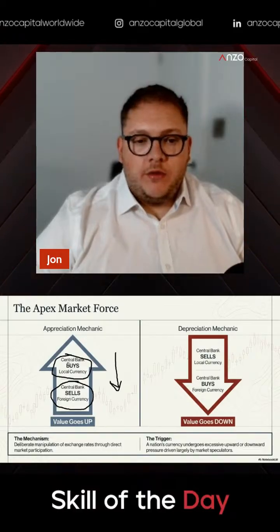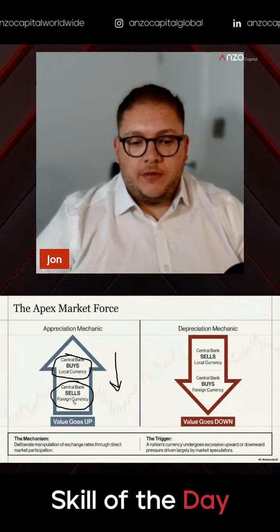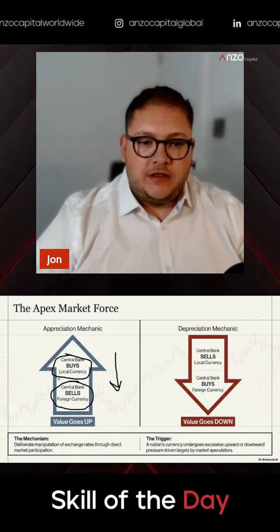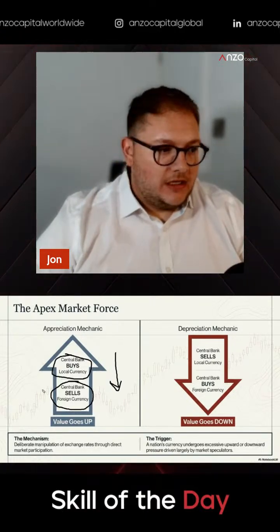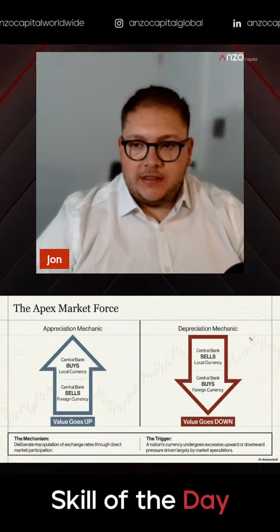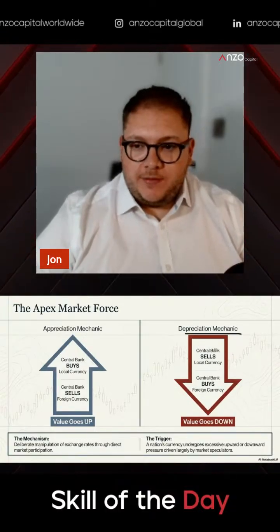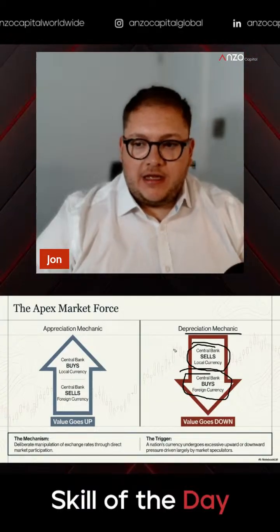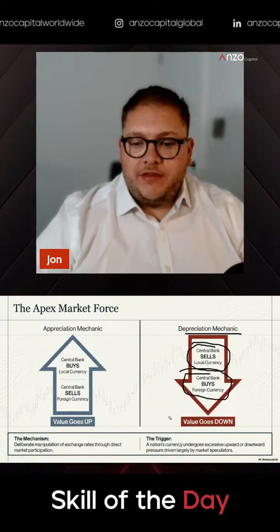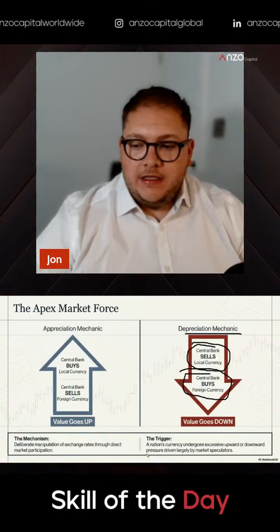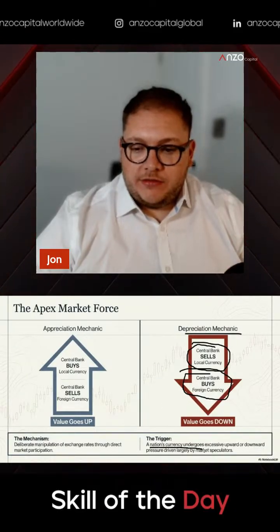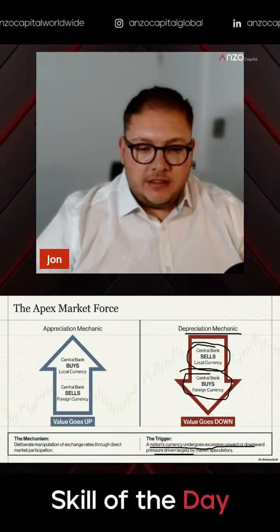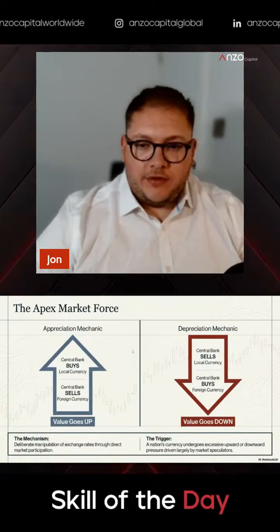Okay, so what they are doing essentially is trying to prop up and manipulate their exchange rates by getting involved and buying large quantities of their currency or selling foreign currency. The depreciation is just the opposite of that. It's when the central bank sells the local currency and buys foreign currency, because they're trying to lower the value of their local currency. Okay, and you can see here I've got a couple of notes saying a nation's currency undergoes excessive upward or downward pressure driven largely by market speculators. And that's what's happening to the dollar yen price at the moment.